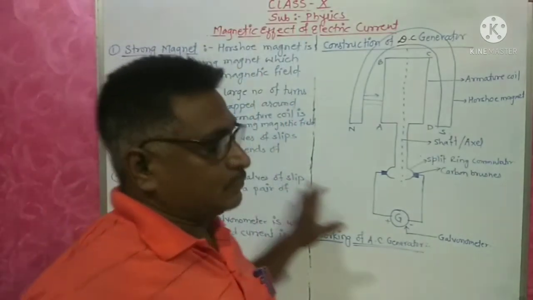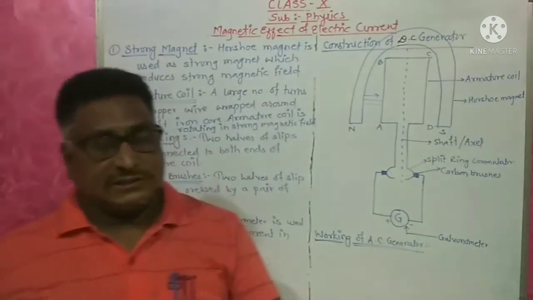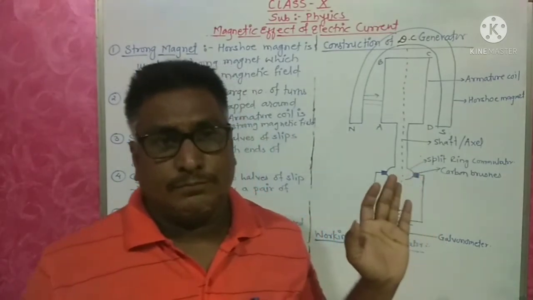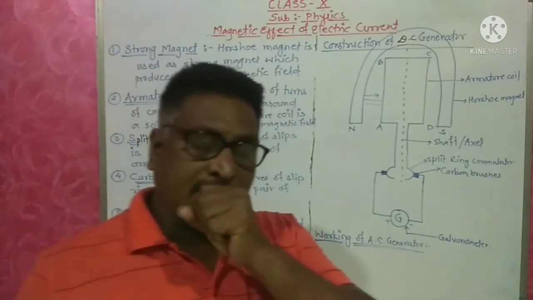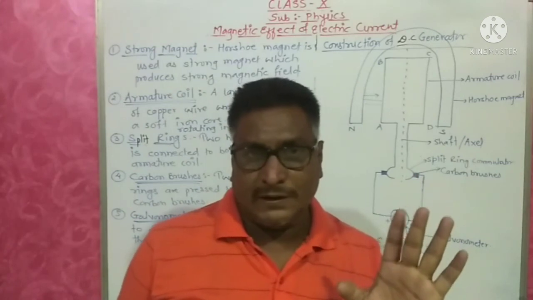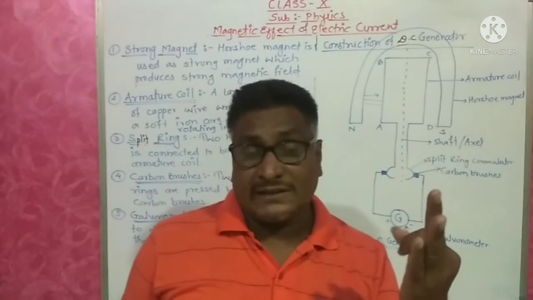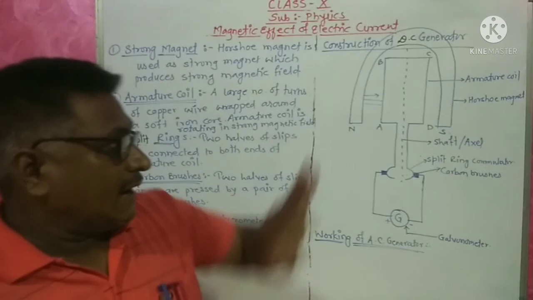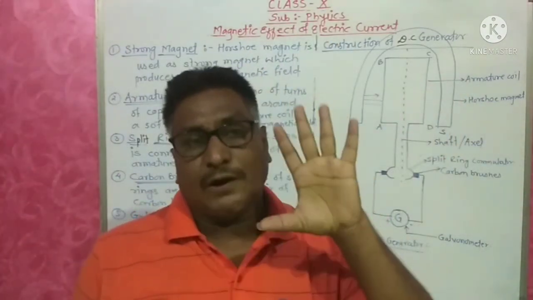So hope you understand, students. AC and DC generator, their principle, construction, working and circuit diagram. This question is very important. For 5 marks they will ask. For 1 mark they will ask the principle. If they ask 2 marks, they will ask the construction. If they ask 3 marks, what will they ask? Working. That is for 3 marks. And if they ask the whole complete question, it will be for 5 marks.